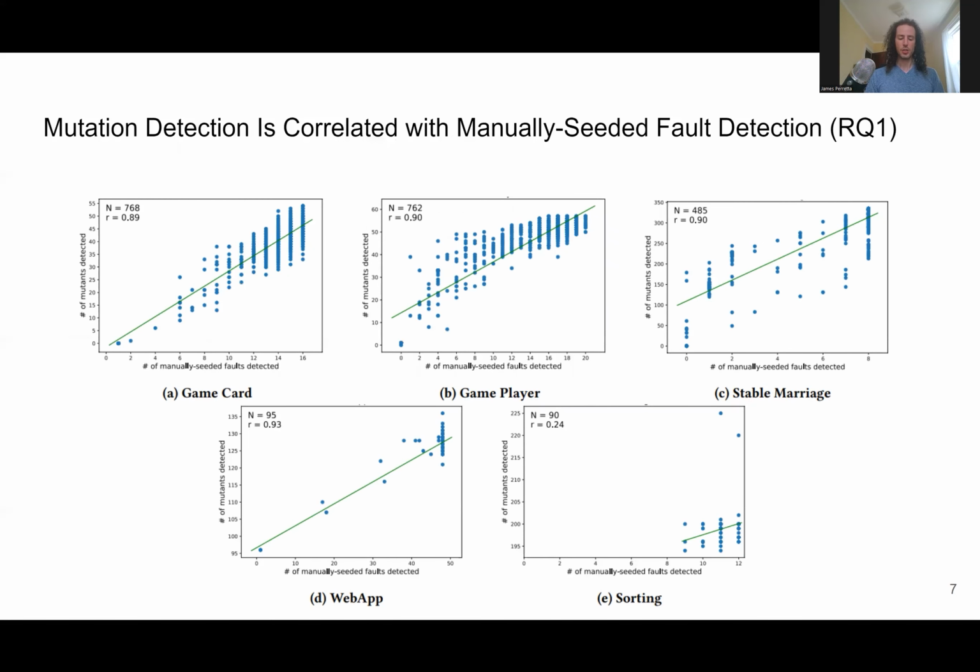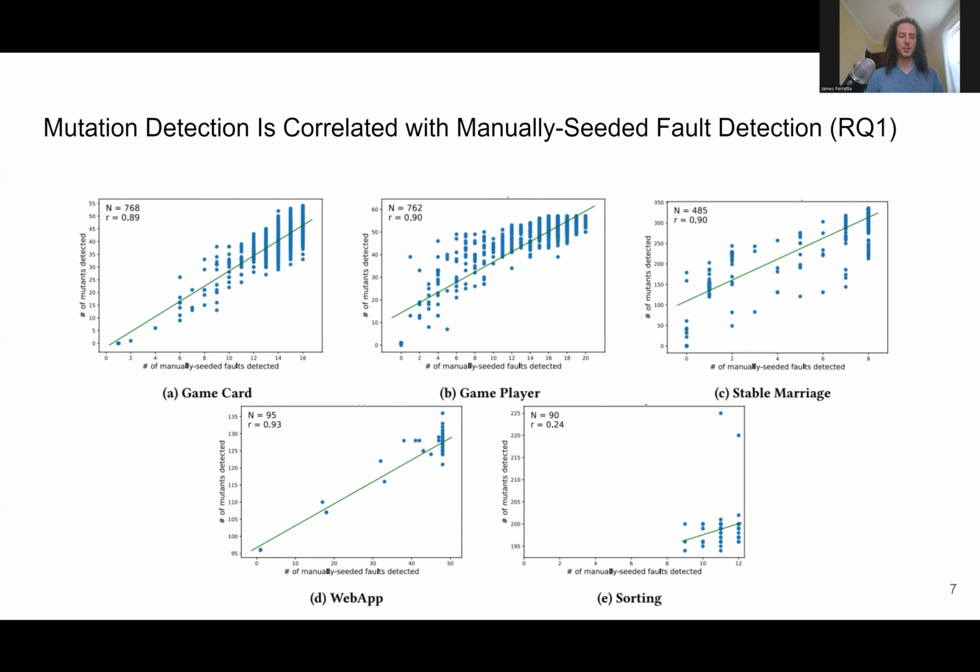We collected mutation scores for each student test suite with mutants generated from an instructor-written implementation. On these plots, each dot represents one student-written test suite. The x-axis shows the number of manually seeded faults detected by each test suite, and the y-axis shows the number of mutants detected. We see a strong correlation between the number of manually seeded faults and the number of mutants detected on 4 out of 5 of these assignments.